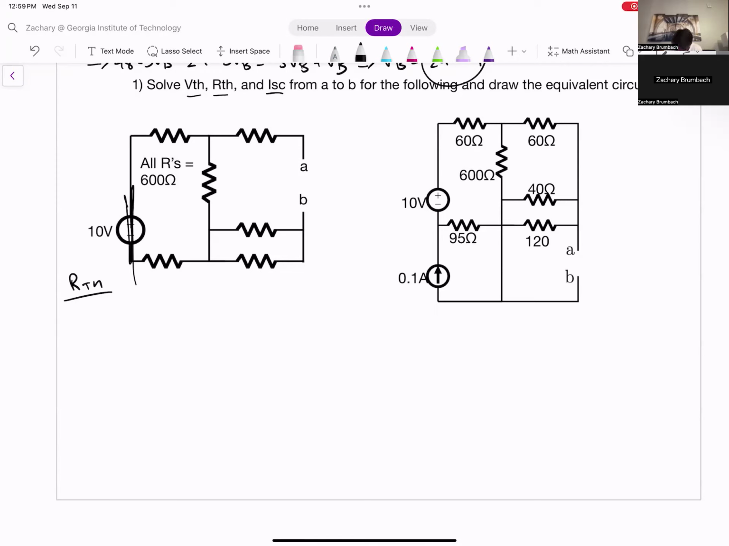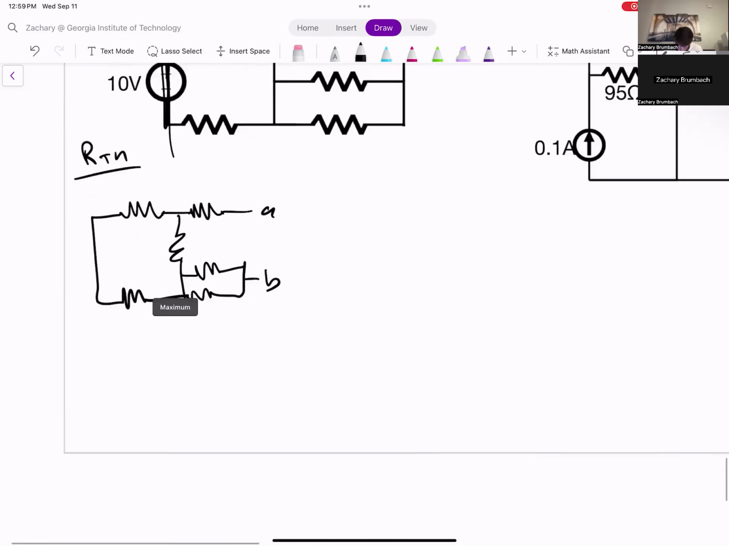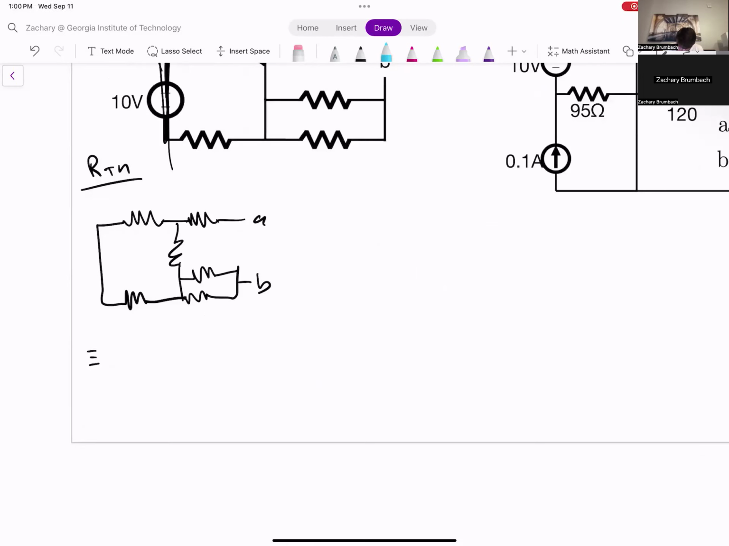So let me redraw the circuit. We have 600, 600, 600, 600, 600. Here we have B, here we have A. The equivalent from here, these two are in series, okay, so these become 1200 ohms. These two are in parallel, and there are two nodes with the same resistance, so these become 300 ohms.